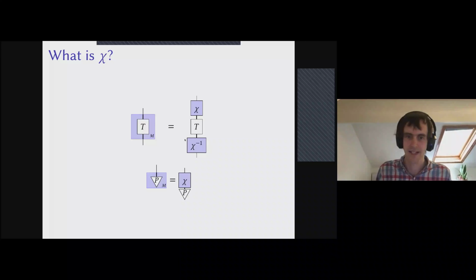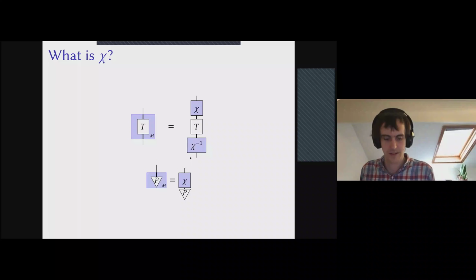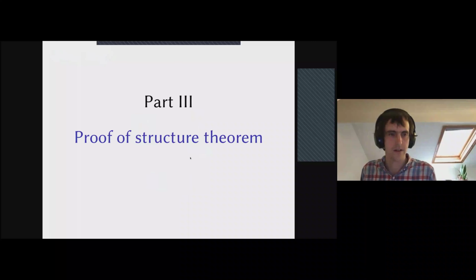And then, as I said at the start, once you've chosen this chi, you've fixed your representation for all transformations, because any other transformation just has to be represented by using chi and chi inverse. And in particular, because I've put chi inverse here, chi has to be invertible, which will be important later.